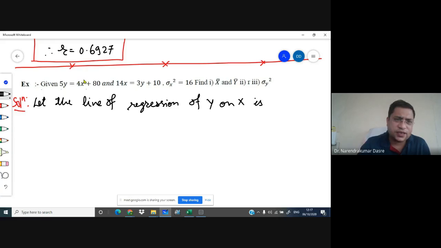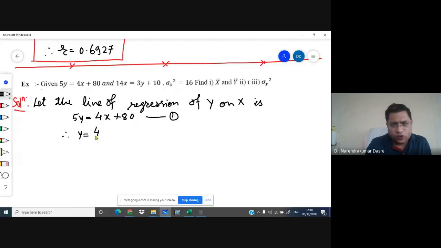Okay, so as it is, y is expressed in terms of x, so we are considering this line to be of y on x, and x is in terms of y, so we are considering this line to be of x on y. So y on x is what you have: 5y is equal to 4x plus 80. I can write this as y is equal to 4 by 5 x plus 80.